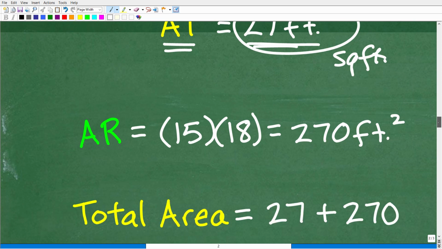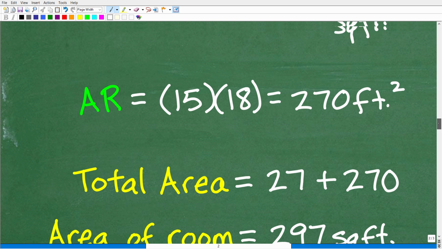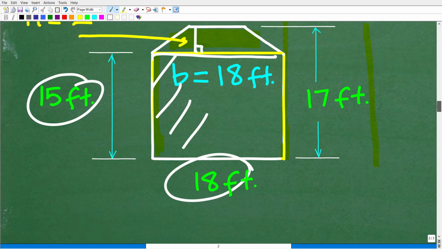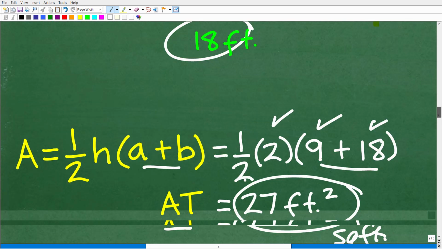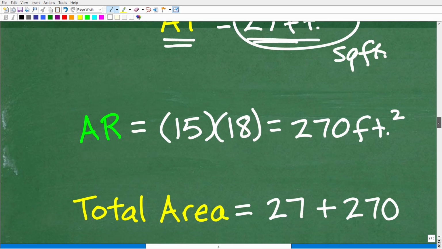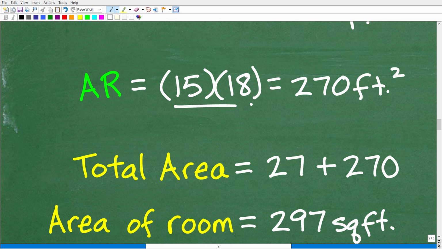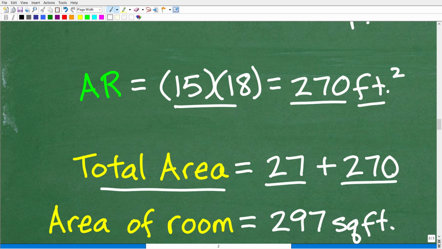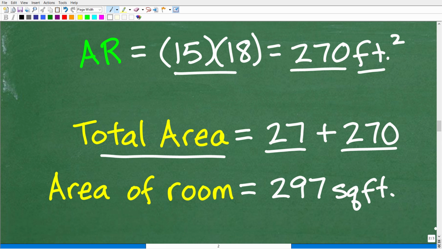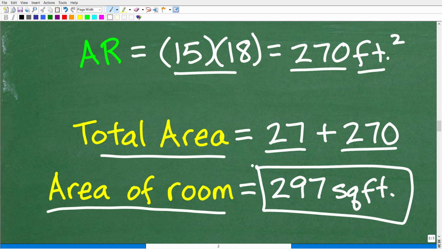Now, the area of the rectangle is super easy. It's 15 by 18. Let's go back over here. Again, 15 by 18, that's our rectangle. So we simply multiply the length and width, and 15 times 18 is 270 feet squared, or square feet. So the total area is our trapezoid, which is 27, plus our rectangle, which is 270. So the total area of this room is 297 square feet.